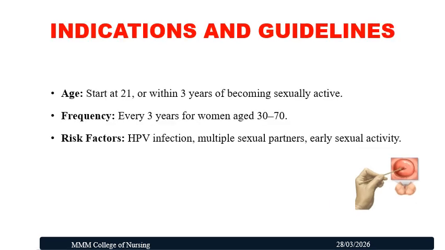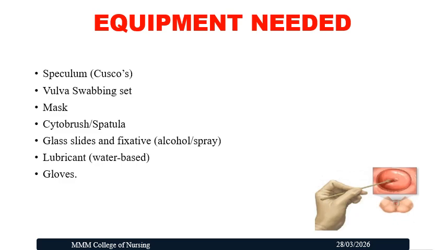So the indications and guidelines are: this procedure can be started at the age of 21 or within 3 years of becoming sexually active. Frequency is every 3 years for a woman aged between 30 to 70 years. Risk factors are HPV infection, multiple sexual partners, early sexual activity. So these are the indications and also the guidelines for this procedure.